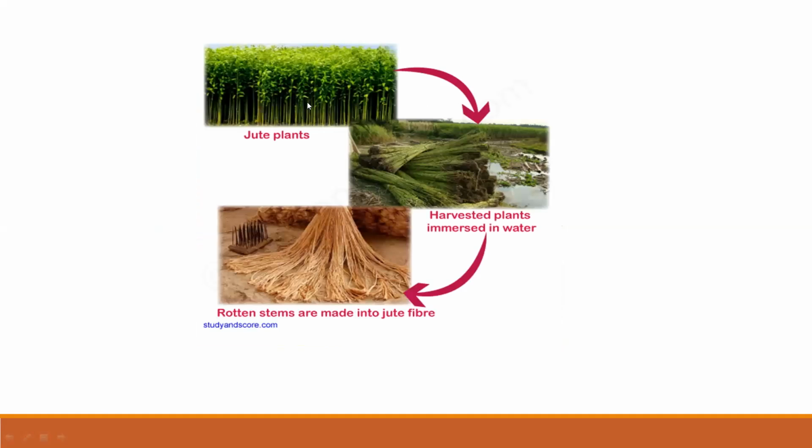This is the jute plant, then harvested. Plants are immersed in water. This is the retting process, because in this process the plant is softened, and after softening, the stems are separated and made into jute fibers. This is basically the process of preparation of jute fiber from the jute plant.